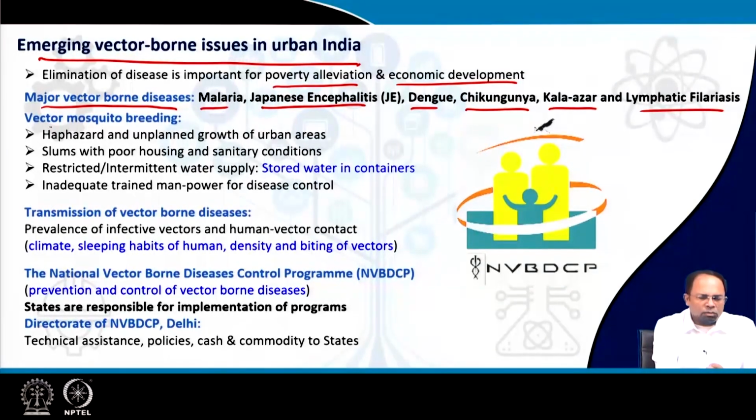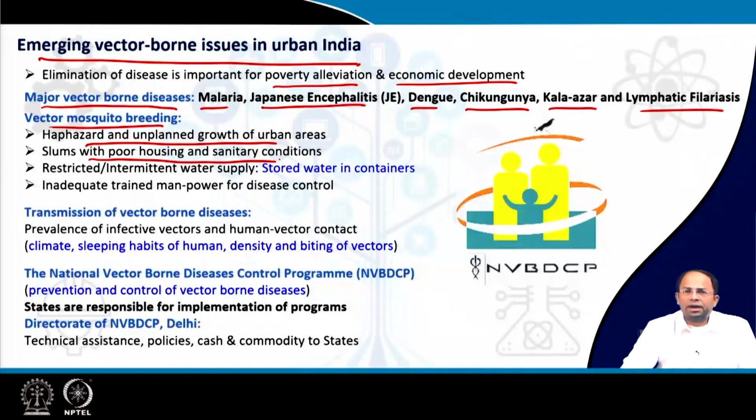Now, vector mosquito breeding is the biggest problem, and that is a result of haphazard and unplanned growth of urban areas, and slums with poor hygiene and sanitary conditions. There are a lot of places where water gets stagnated, and this is where the mosquitoes breed. Then there is the restricted and intermittent water supply system. In most Indian urban areas, we don't provide water continuously for 24 hours. We send it only at certain times of the day, and that's why people store it in containers. And stored water in containers is where mosquito breeding happens.